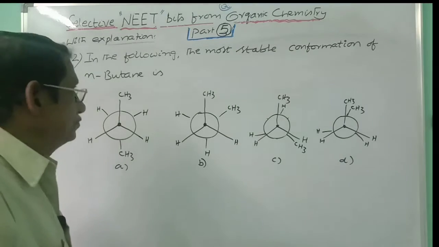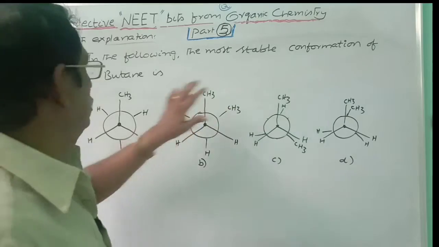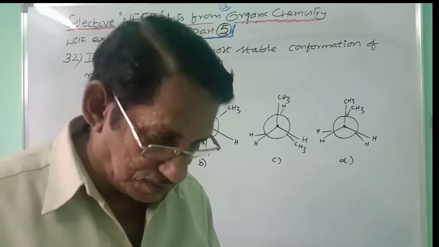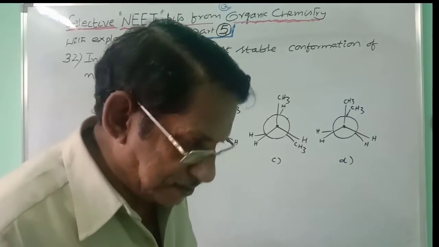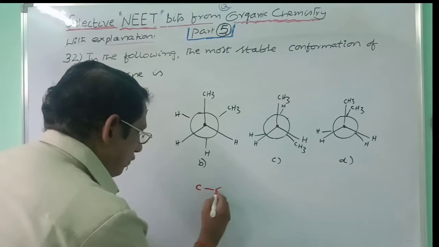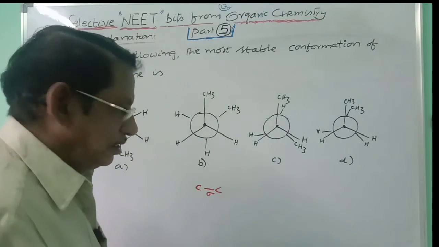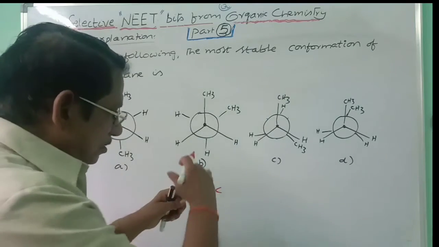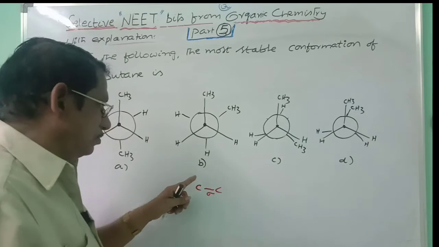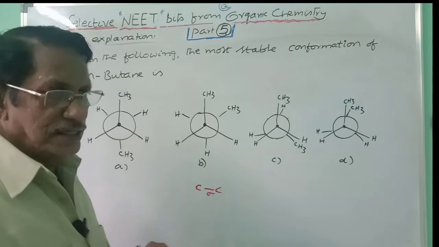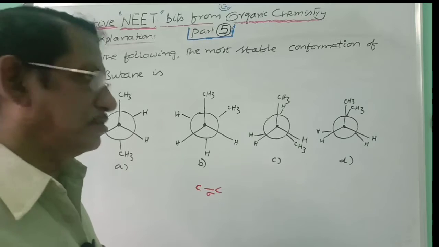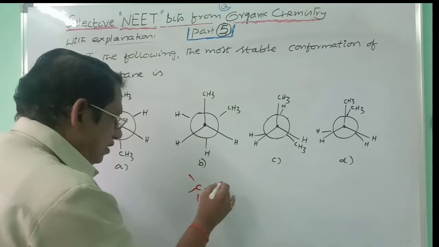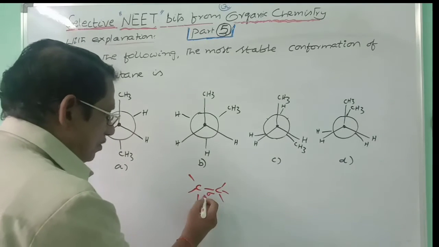Next bit, 32nd. In the following, the most stable conformation of normal butane. Conformational isomerism is more important in the case of alkanes. In alkanes, we can take C single bond C, and this is the sigma bond. Keeping this carbon fixed, the sigma bond can be rotated along with the carbon and its groups. Thereby, these groups will be arranged in different spaces with respect to the groups present on the other carbon. Such arrangement is known as conformational isomerism, which occurs often in alkanes. We have 3 groups here, and here also 3 groups. This is the sigma bond rotation.